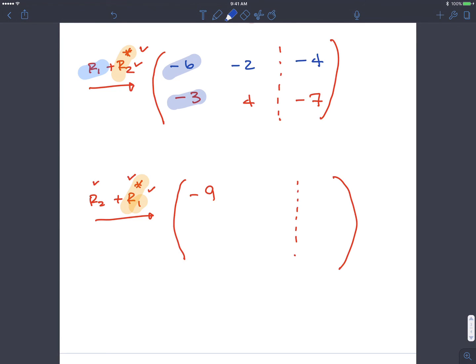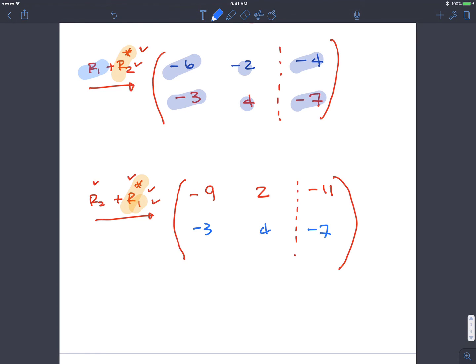I'm going to go back and add the row 2 entry with row 1, +4 plus a -2, and that's going to give me a +2. I'm going to add a -7 with a -4, and that's going to give me a -11. Notice again, we have a new row 1. So row 1 changes. Row 2 stays the same. So just bring down all the entries. I got -3, 4, and a -7.